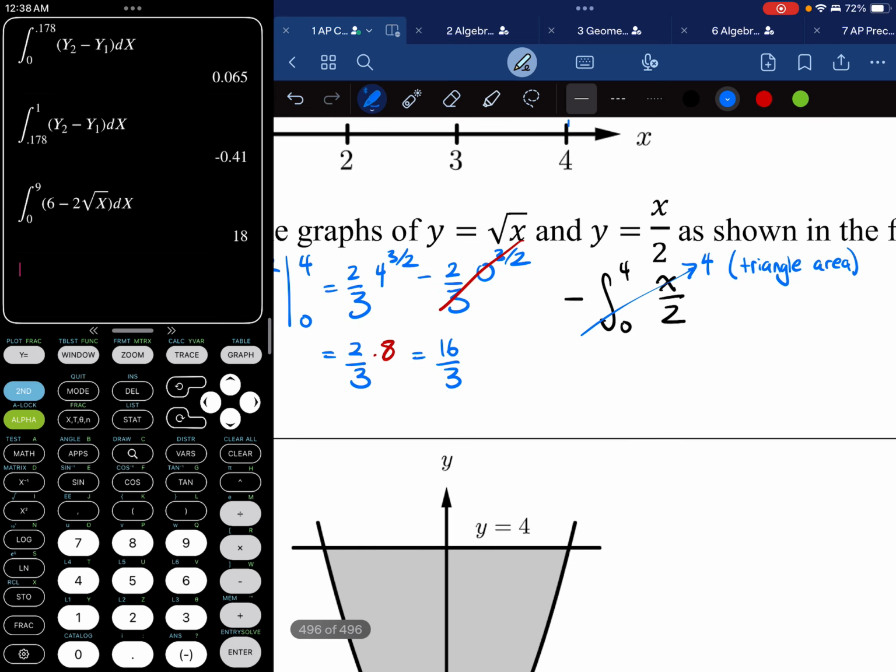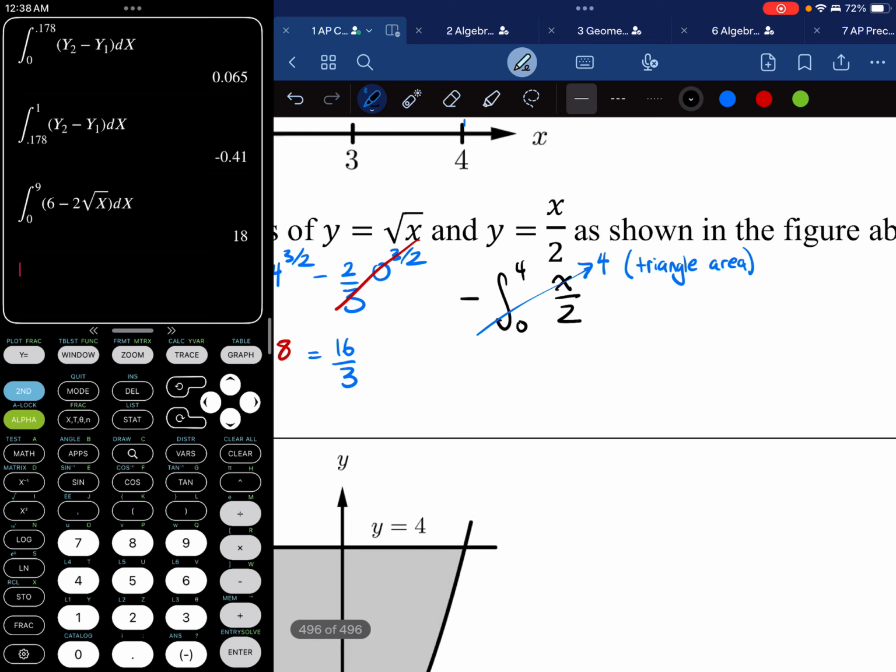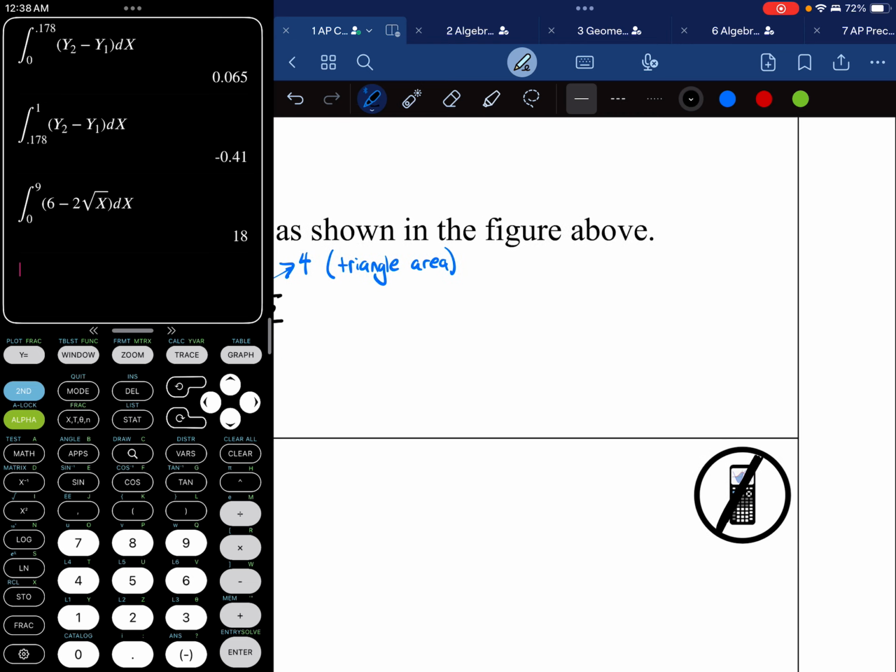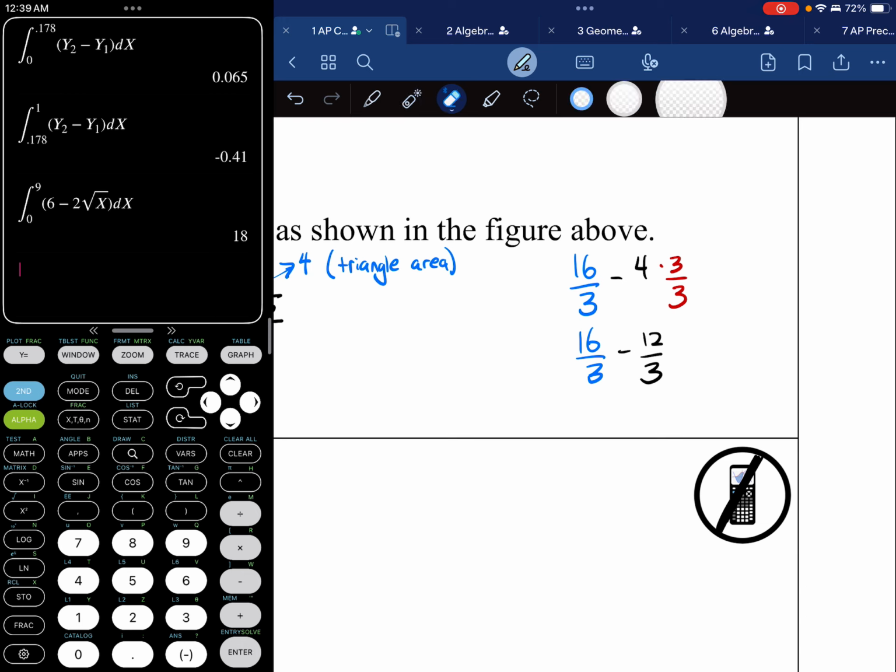Okay, so what I can do now is I can say 16 thirds. I now need to do minus 4. I'll do that over here. I have 16 thirds. I need to subtract 4. Well, I don't have like denominators, so let's make like denominators. And this is going to be the same thing as 16 thirds minus 12 thirds. That's going to be equal to 4 thirds. Final answer, box it.